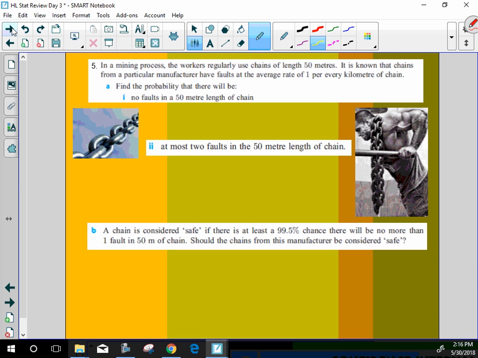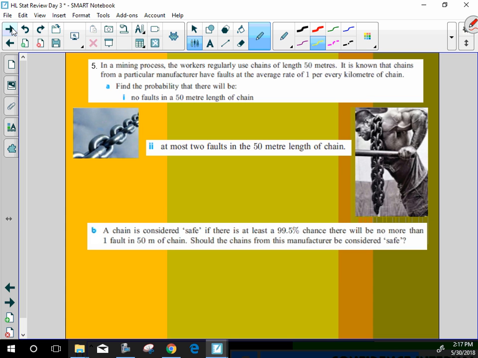Let's look at 5 real quick. Got some pictures, my high school pictures up. In a mining process, the workers regularly use chains of length 50. Somebody second hour said, "That's not you, Dr. Sauer. That's too small." Yeah, probably. Except in the 70s, my hair was like this. It wasn't an afro. It was just lots of hair. And if you looked at me from the side, you couldn't see me. I was so skinny, like 130 pounds.